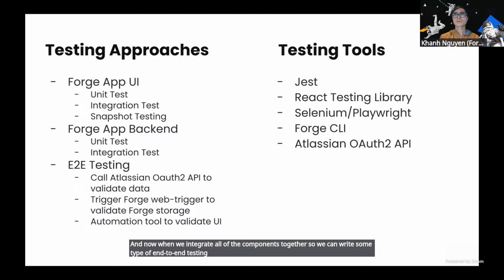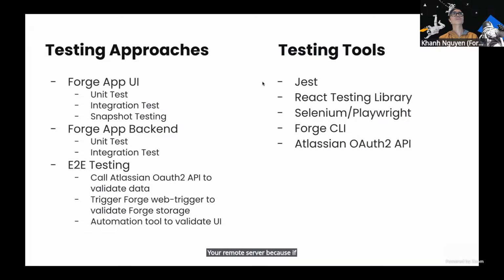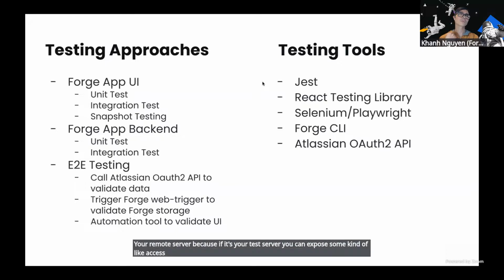In this way, we can validate with real data on the Atlassian side, including UI rendering, JavaScript, product data at Atlassian, and storage. And also, if we want, we can test your remote server too, because if it's your test server, you can expose some kind of access, and then your test script can also trigger your server to validate the data.